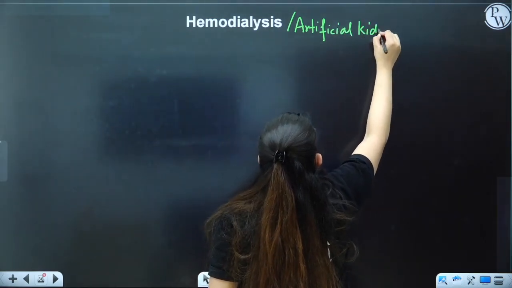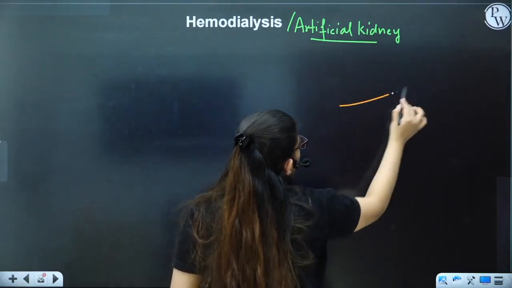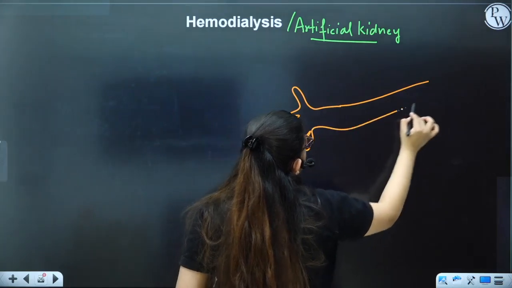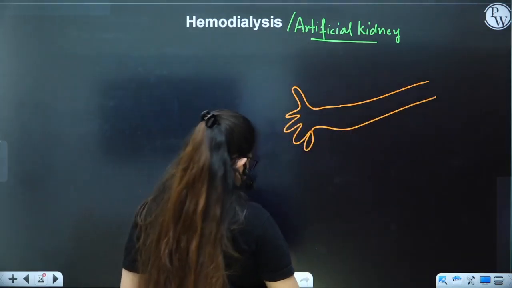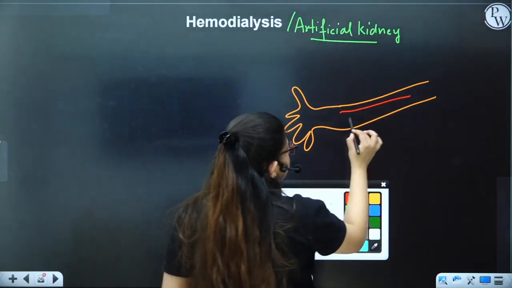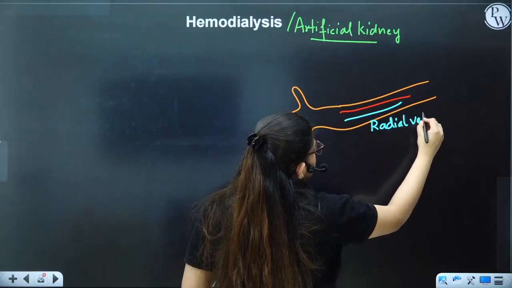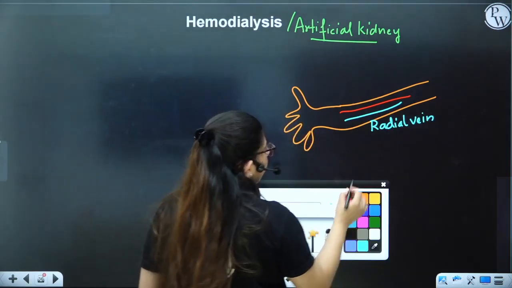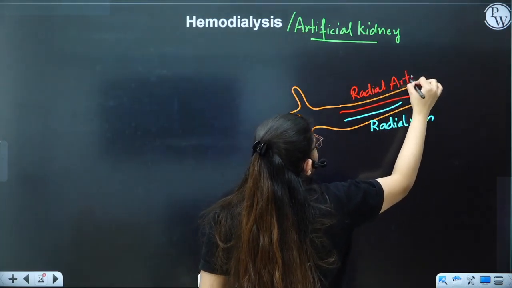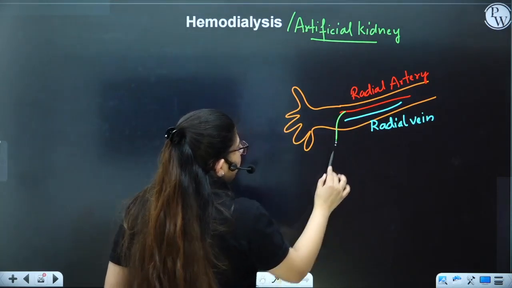So what we do in this process? If this is the arm of person, this is the hand, these are the fingers. So here at the wrist, we have radial artery and we have radial vein. This is radial artery, this is radial vein. This red one is radial artery. So what we do in this kind of a patient, we take blood from here.